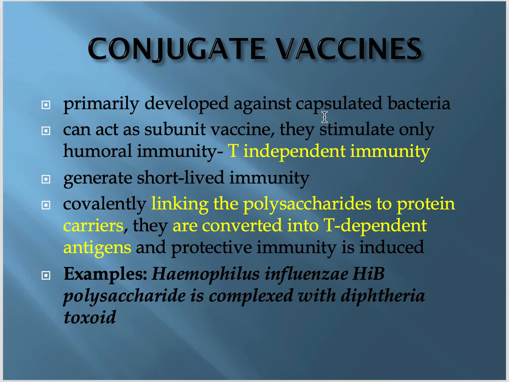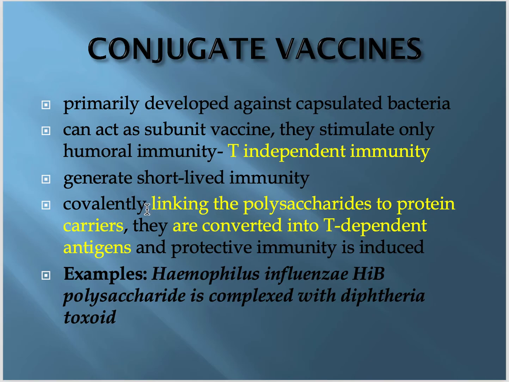Actually, for conjugate vaccines, most of the vaccine candidates are polysaccharides. Generally, polysaccharides cannot induce very strong immunity. Okay, so they usually induce T independent humoral immunity. However, the effectiveness of conjugate polysaccharide vaccines can be increased by linking them with protein carriers.